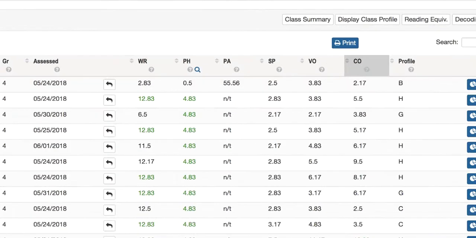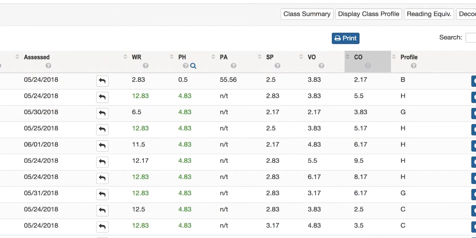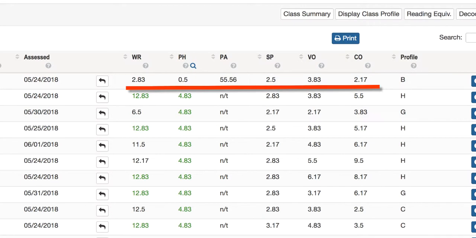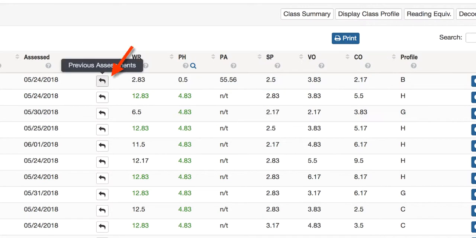Comprehension right here, which we're looking at, is probably the hardest subtest because you actually have to read passages, and that's a more difficult task for students. The passages get longer as the grade level goes up. Initially, if I was wondering whether this student, Clara, had an artificially low score, she's in 4th grade, she has a 2.17 score, which is low second, I may first click on the previous assessment button.